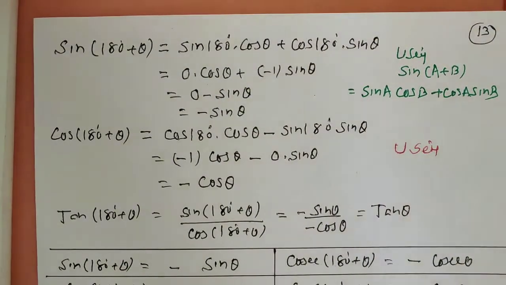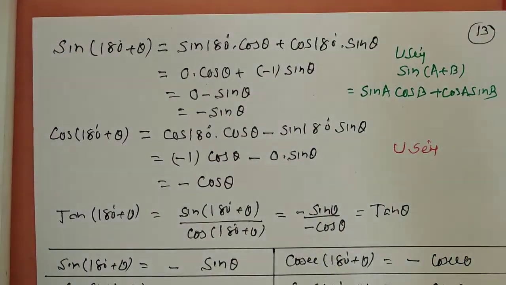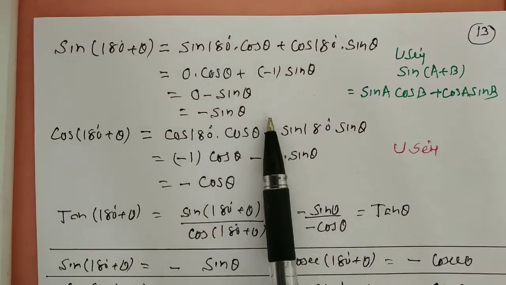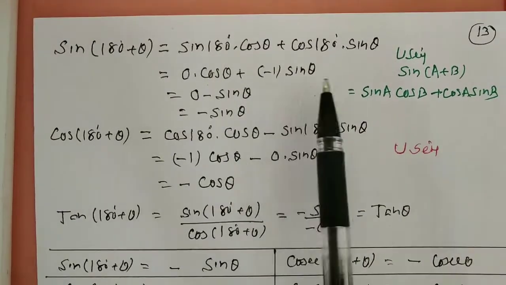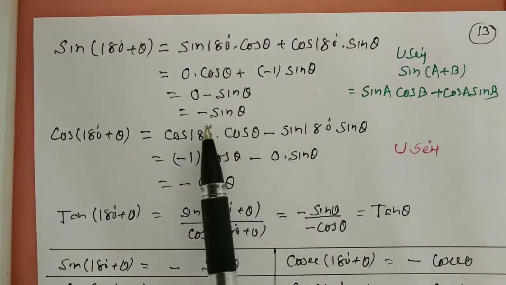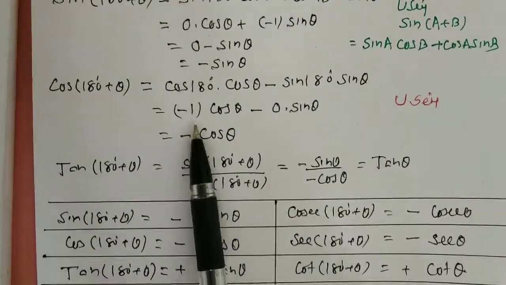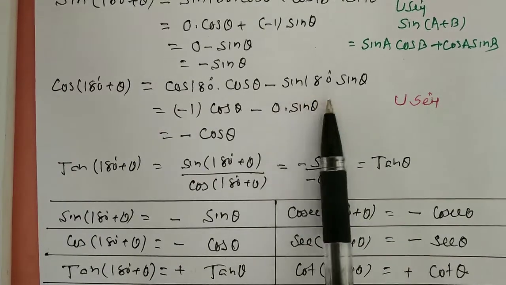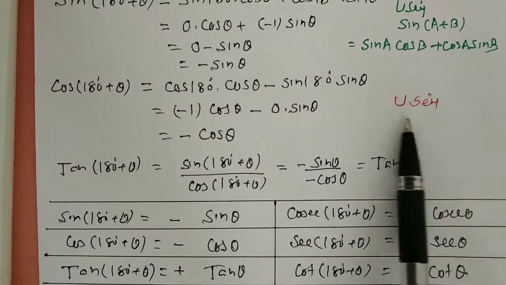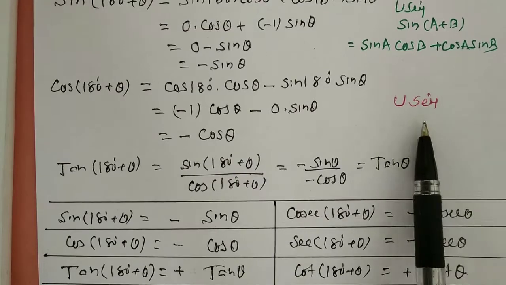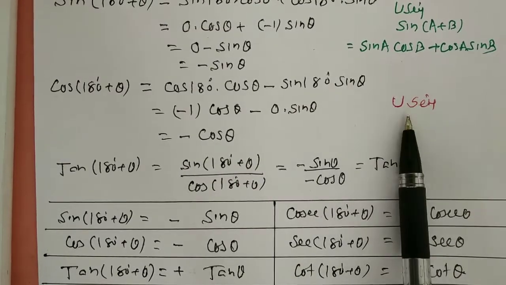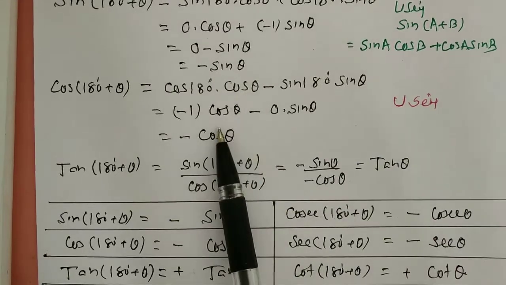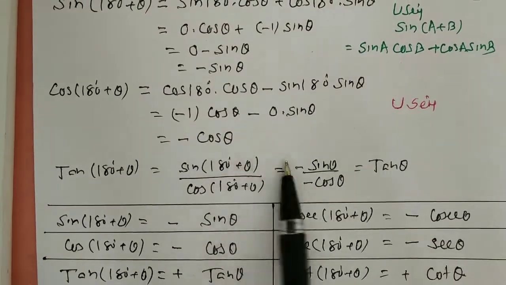This is sine 180 plus theta. Now use this formula, sine A into cos B plus cos A into sine B, put sine 180 as 0 and put the other values, we get minus sine theta. Likewise cos 180 plus theta is cos A into cos B minus sine A into sine B. Using the formula you already know, cos of A plus B is cos A into cos B minus sine A into sine B. So this is left for readers. Cos 180 is minus 1, sine 180 is 0, so this is minus cos theta.